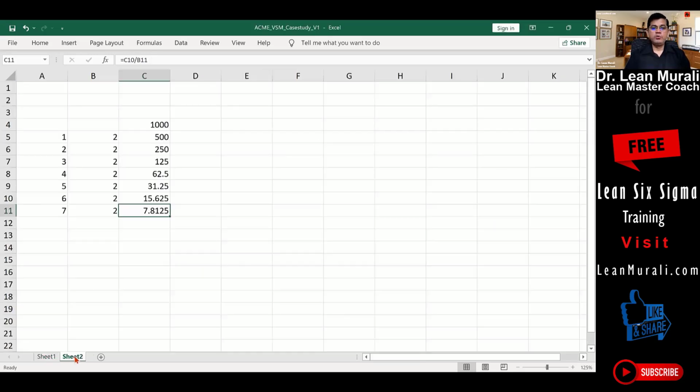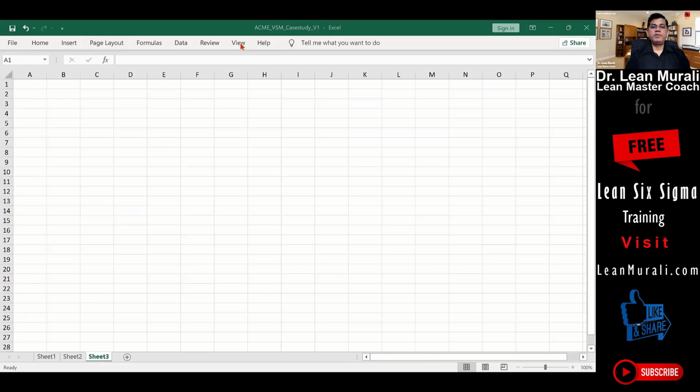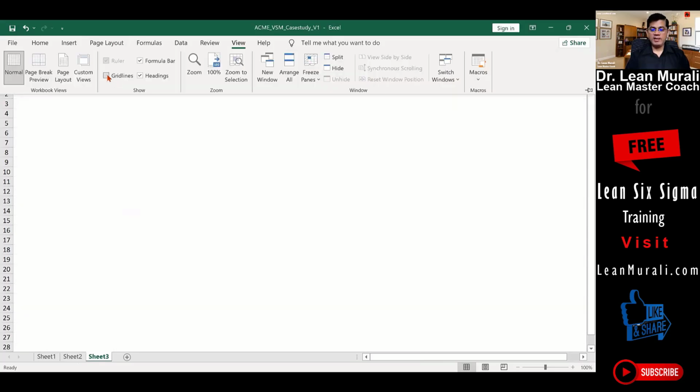I'll go to sheet 2. Let me switch off these grid lines. And I want to explain through this what causes instability, okay? What causes instability?